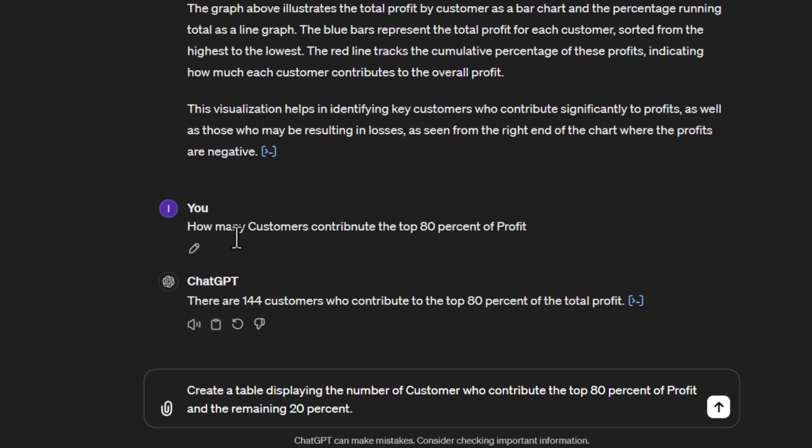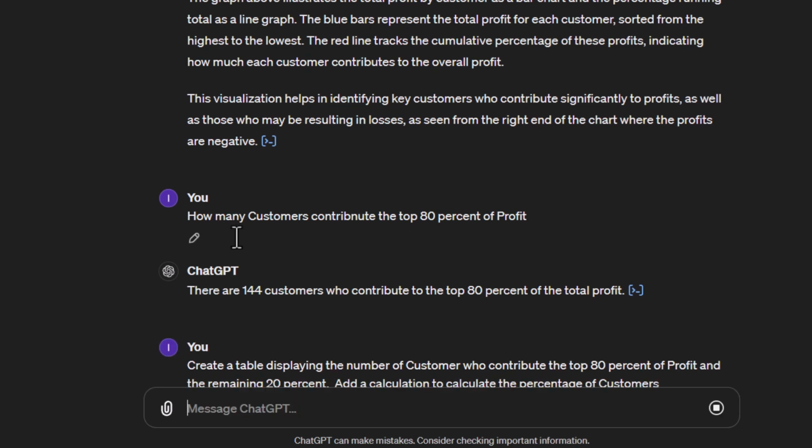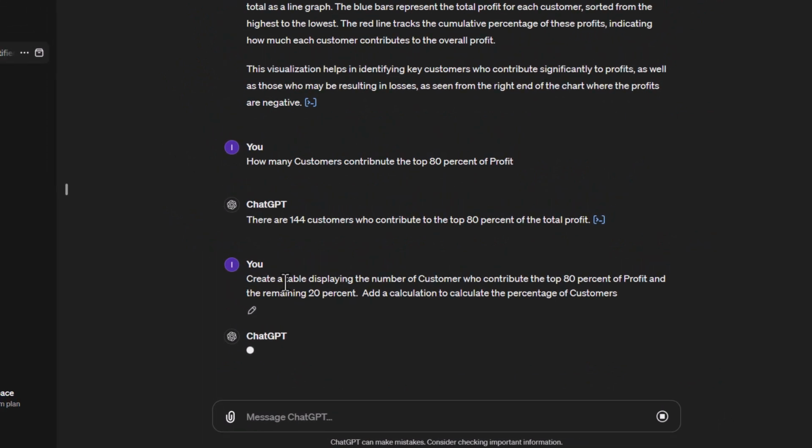We're then going to tell it that we want to add a calculation to calculate the percentage of customers. So basically what I'm saying is we're going to create a table. We want to see how many customers are contributing the top 80%, how many are contributing the remaining 20%, but then I want to see the percentage of the customers who are contributing that. Let's see if we can get ChatGPT to do that.